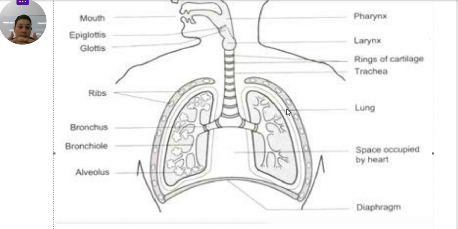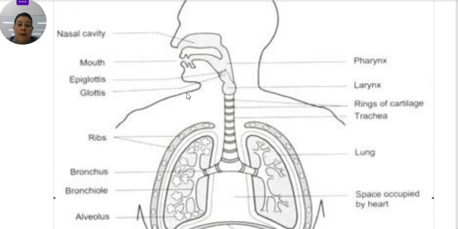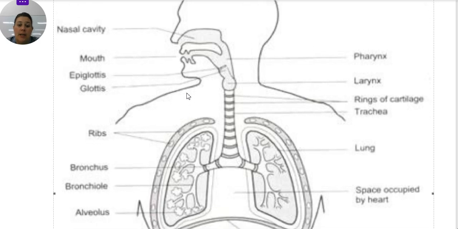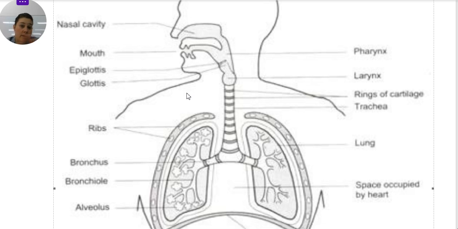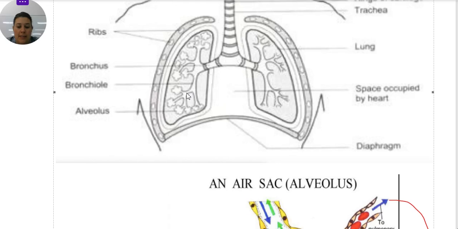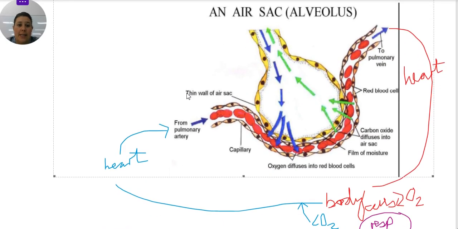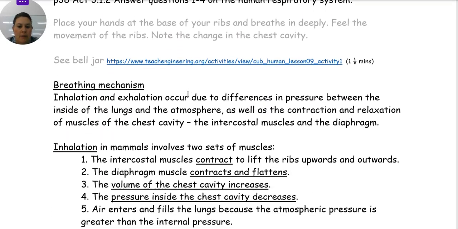We've cut them open, but that whole cavity would be protected by your ribs. Your ribs come over and cover that cavity. So you need to know all of these labels. My best suggestion would be just to sit and look at this picture. Print it out, stick it next to your bed, look at it and learn all of those different labels. That's just a picture of an air sac, which I've shown you already.